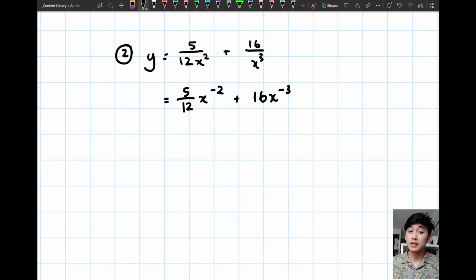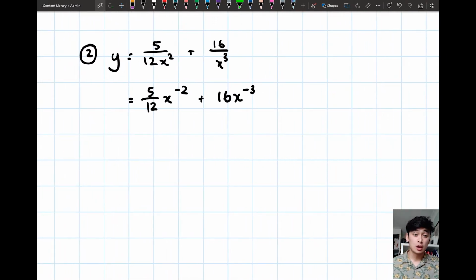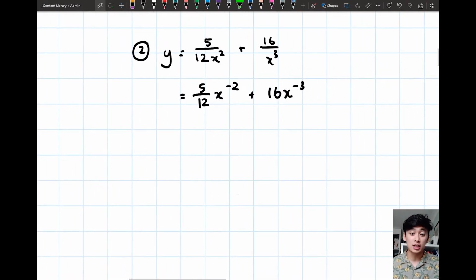So that's the first step. Usually if the powers aren't in a really nice to read way, like in my first example, what I want to do is rewrite them using my index laws. Okay, now that I've done that, I'm going to differentiate this. So I'm going to find the derivative. I'm going to use different derivative notation this time, y dash. I'm going to bring down the power, subtract 1 from the power, like I did in the first example.